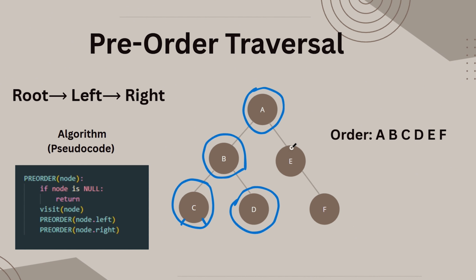And then we go to the right side, and first we have E, since E is the root of F. E has no left, so we go to right, so we have F. So the order will be A, B, C, D, E, F.